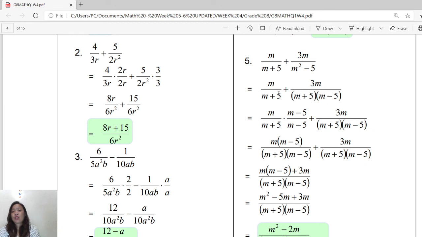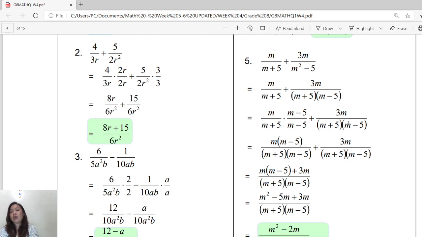So in this one, what do we need to make it m plus 5 and m minus 5? We need m minus 5. So that's why we will multiply both numerator and denominator by m minus 5. Unlike here, it is already there. So you don't need to multiply anything here because that is already our least common denominator.